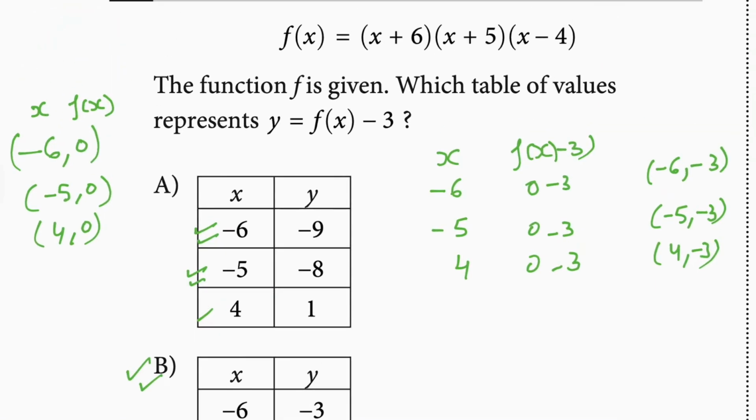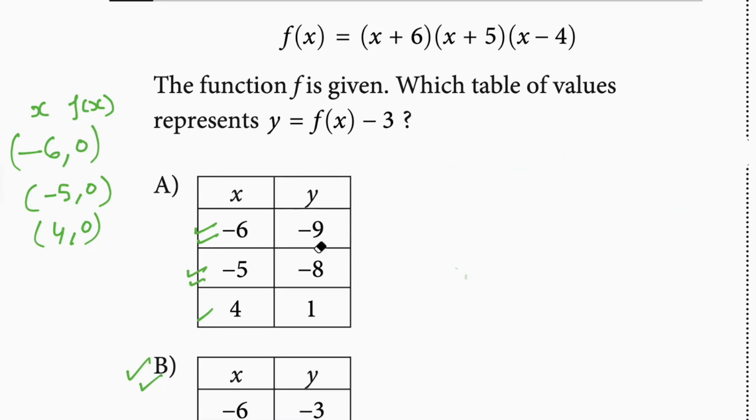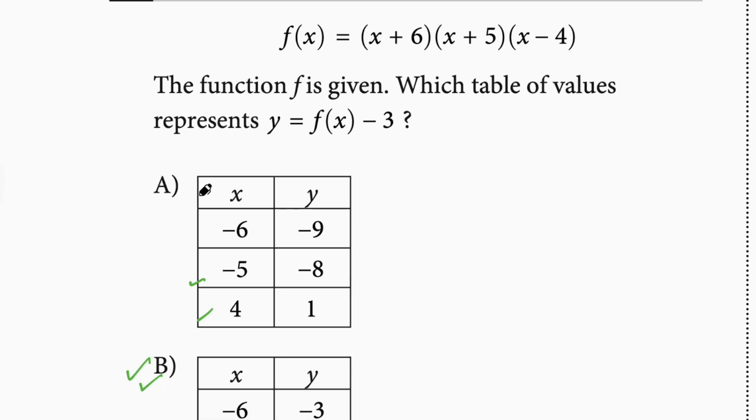Now I'll do this question by the second method, which is completely different. So first, if I observe the question, negative 6, negative 5 and 4 will be the zeros of the polynomial. How? Okay, let's call it the second method. So 0 is equal to x plus 6.